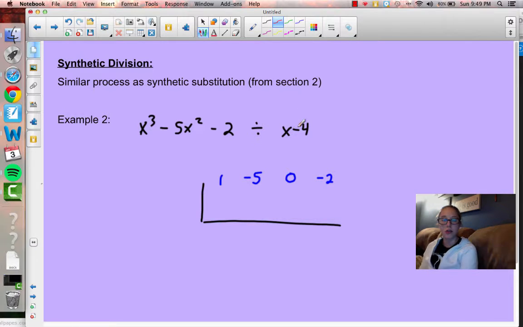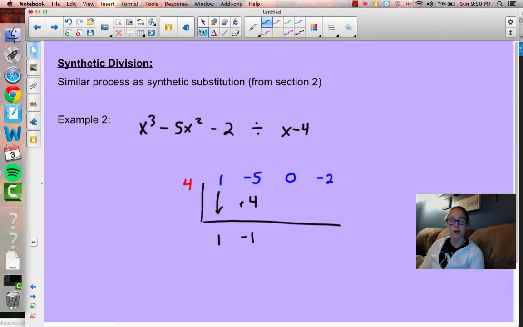And then you're going to use this x minus 4, and instead of just writing x minus 4 over here, what you're going to do is change the sign of this x minus 4 so that it becomes a positive 4. Because remember, we're only dealing with numbers now, no variables. So now I'm going to start the process of my synthetic division, and this is the same thing we did in the substitution. You bring down the first number, so that gets you a 1, and then we start to multiply. 4 times 1 is 4, and then we add. So negative 5 plus 4 gets you negative 1.